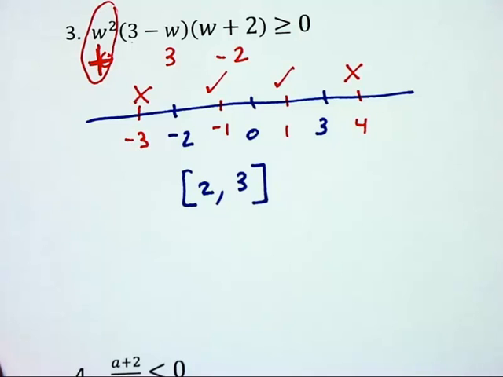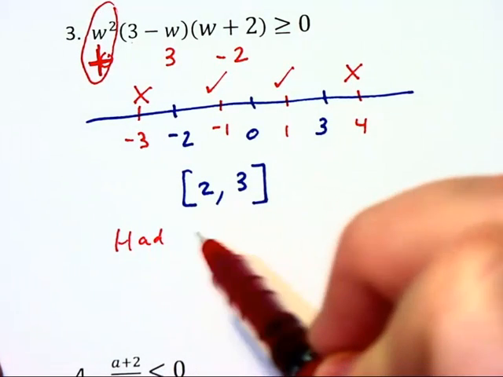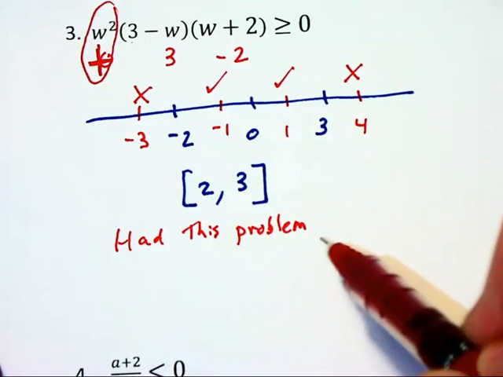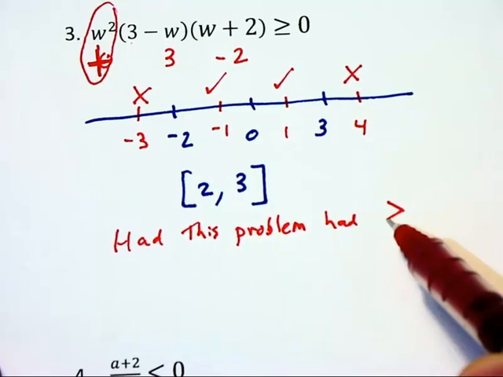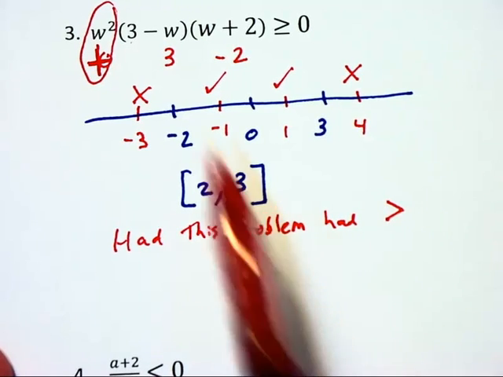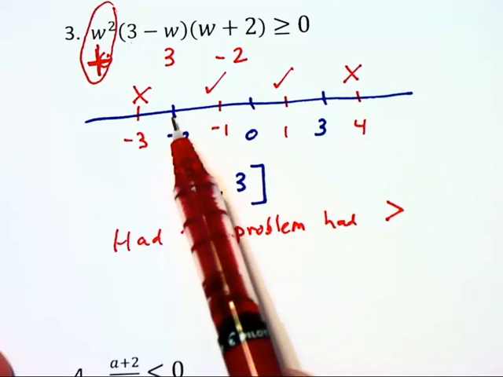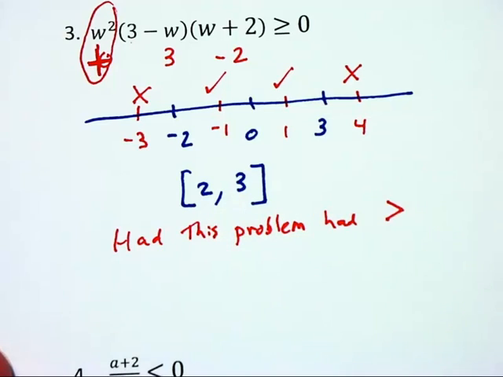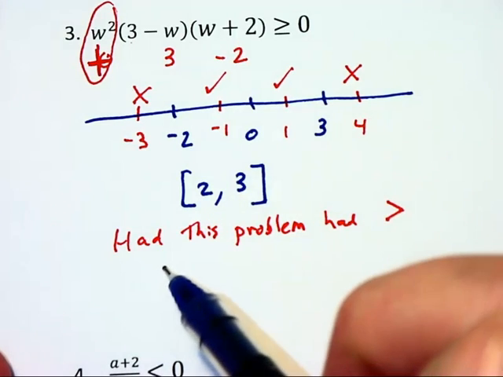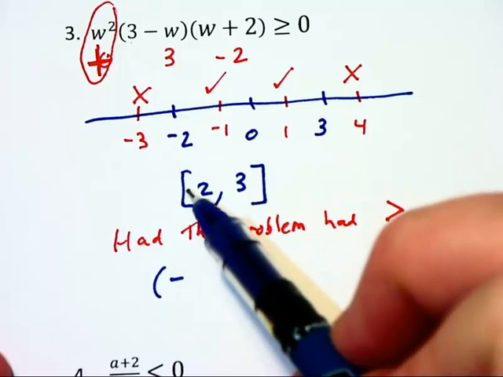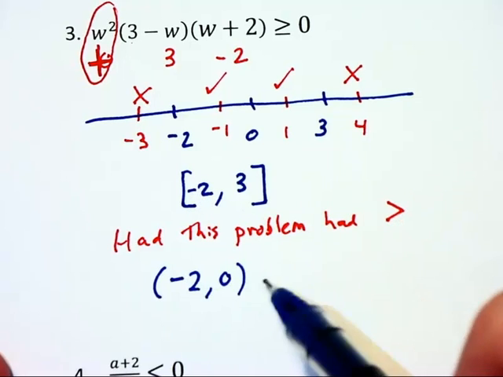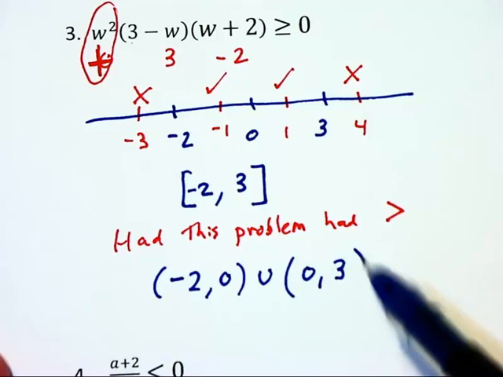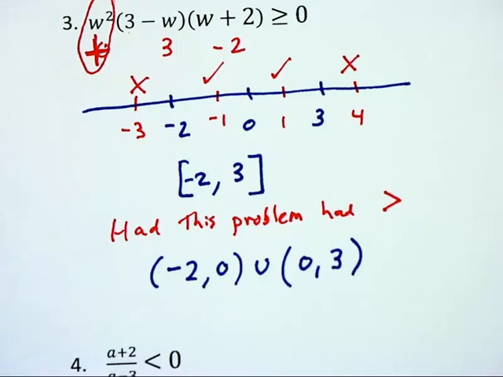Well, let me make a comment here. Had this problem had an inequality that was strict, had this problem had greater than instead, then I still would have had these two regions, but I could not have included the endpoints, which meant 0 would have been left out of the solution set, and I would have had to have written this as negative 2 up to 0 united with 0 up to 3. So you've got to be very careful when you're dealing with these problems.